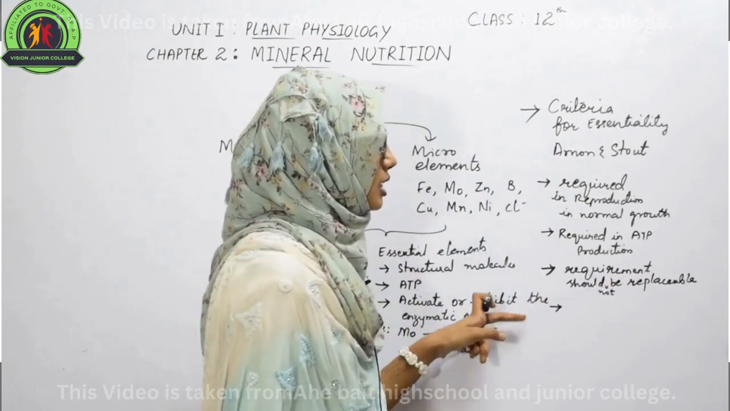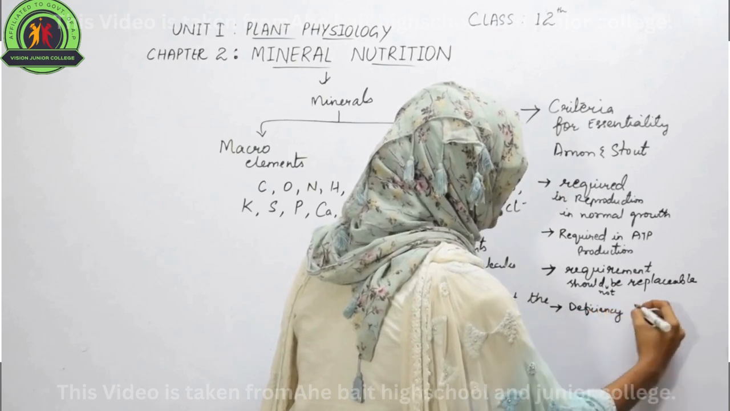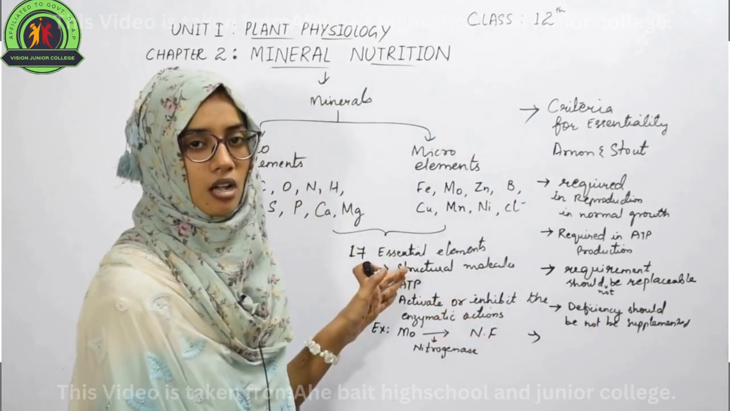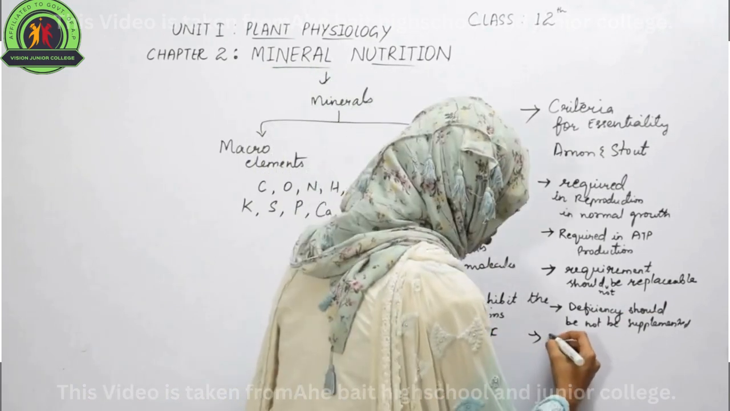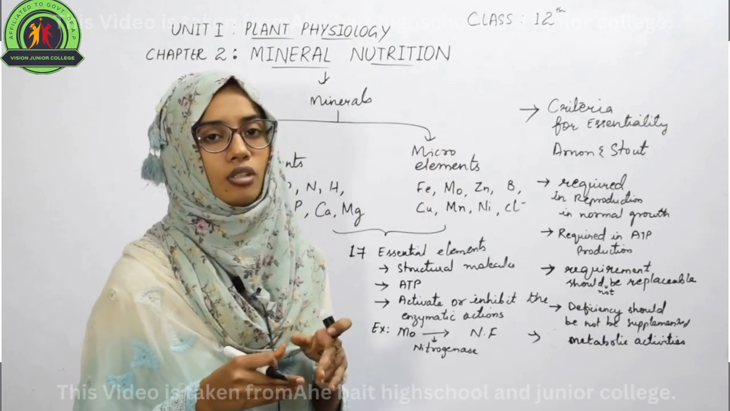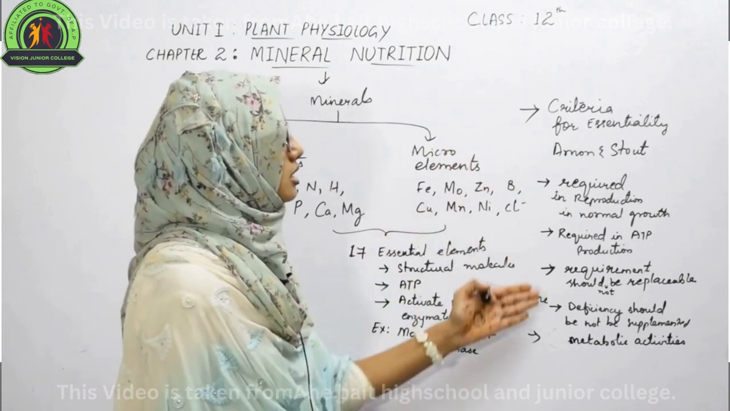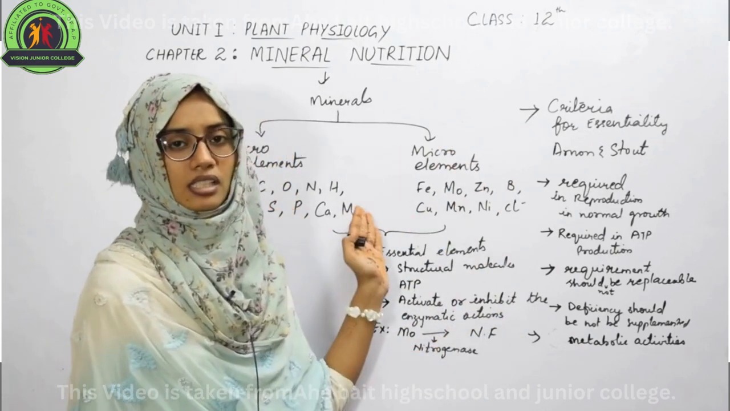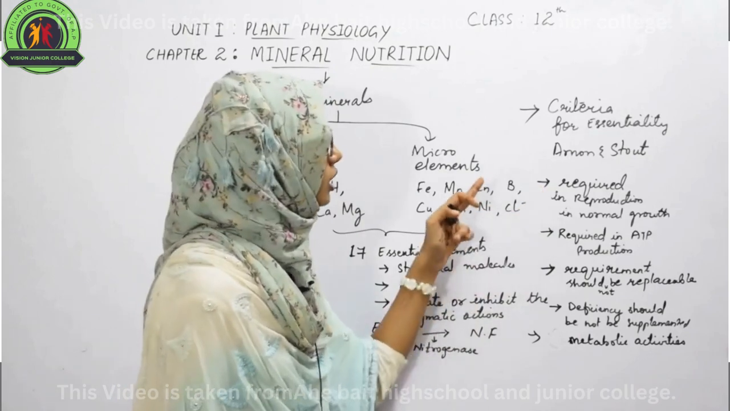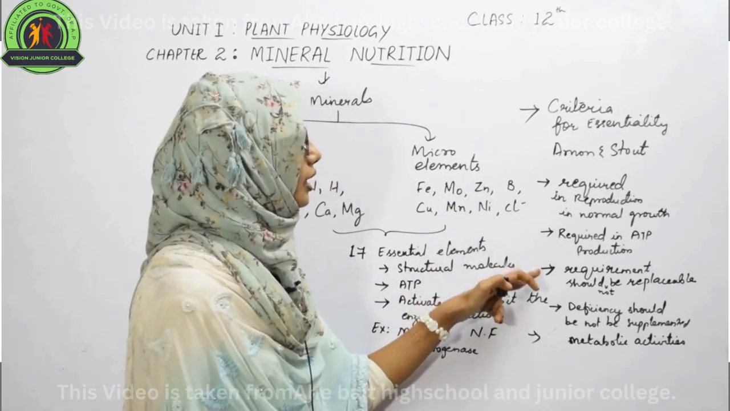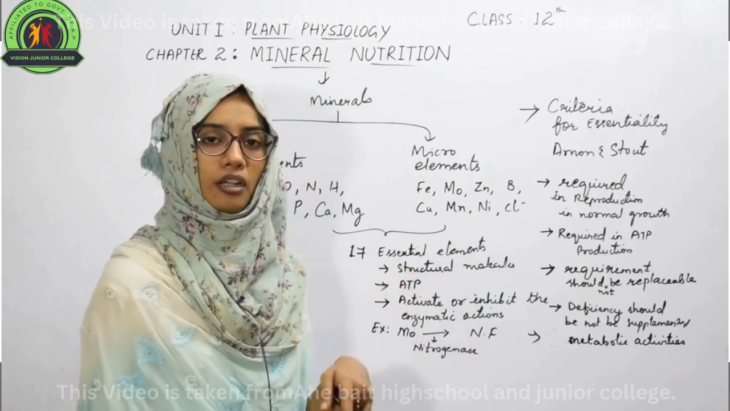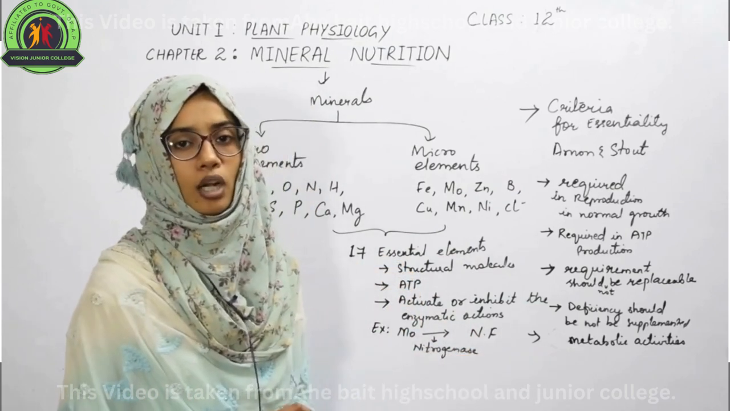Requirement of these elements should not be replaceable, then they can be considered as essential. And the next condition is that deficiency of that particular element should not be supplemented by the other elements. And the last condition by which we can term these elements as essential elements is that it should be involved in carrying out the metabolic activities. These elements should help in carrying out the metabolism in the plant body. So these are certain conditions by which these elements can be considered as essential elements. The conditions include they should be required in reproduction and in the normal growth. It should help in the synthesis of ATP molecule. The requirement of these elements should not be replaceable. The deficiency of these elements should not be supplemented by the other elements. And they should be involved in the metabolic activities.